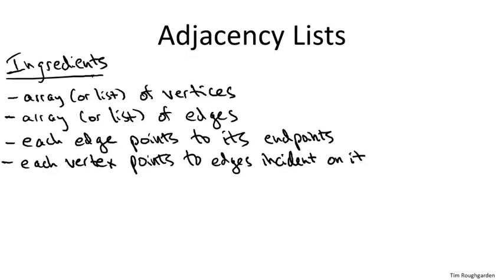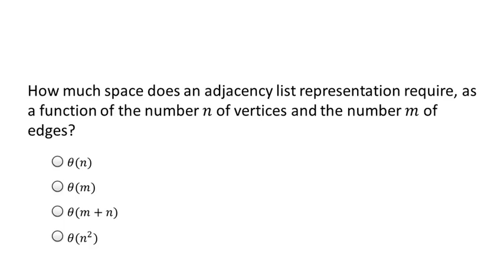So let me ask you the same question I did with an adjacency matrix. What is the space required of an adjacency list as a function of the number of edges m and the number of vertices n of the graph? The correct answer to this question is the third option, theta of m plus n, which we're going to think of as linear space in the size of the graph.